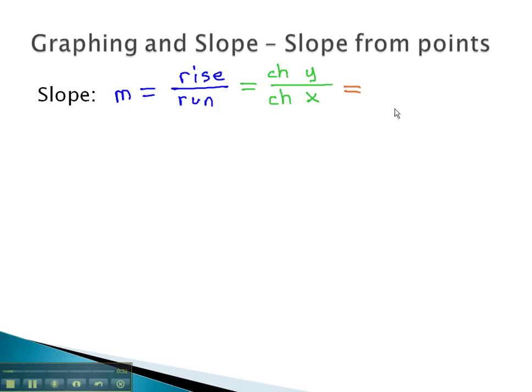So to get a formula, to find the change in the y values, we will subtract the two y values to find out how much the y's change. And we will subtract the second x minus the first x to find the amount of change that's happening in the x values. Let's take a look at how we can use this formula, y2 minus y1 over x2 minus x1, to find the slope between 2 points.